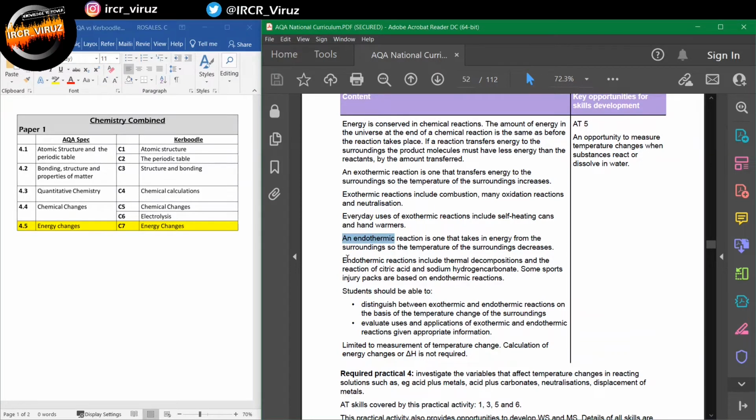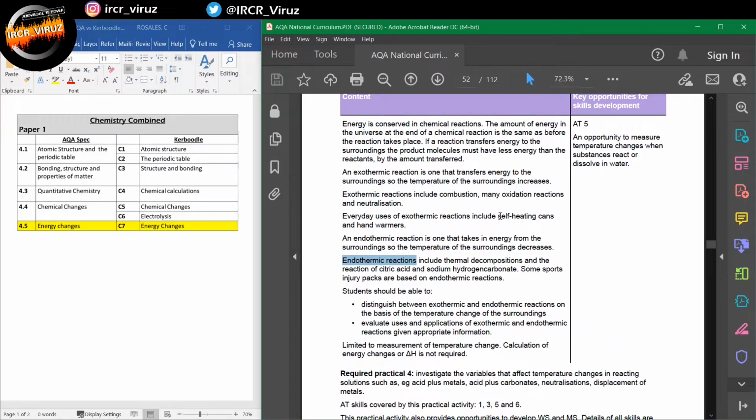Some of the everyday usages for endothermic reactions are ice packs. When you break them, the chemicals mix with each other and produce a chemical reaction which absorbs the energy, making the pack feel cold. And for exothermic reactions, you will normally have self-heating cans as an example, or hand warmers.